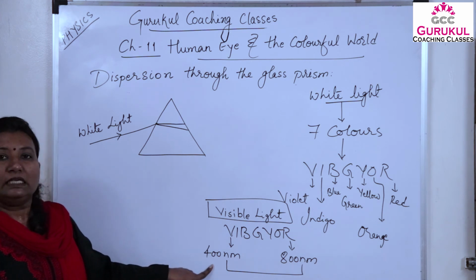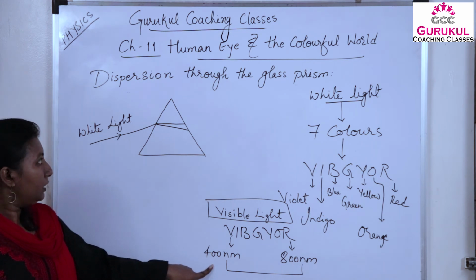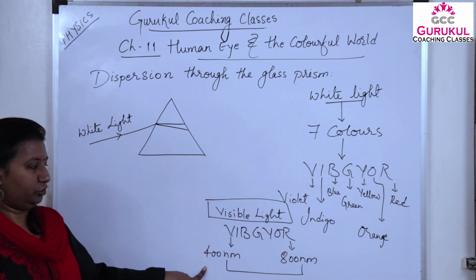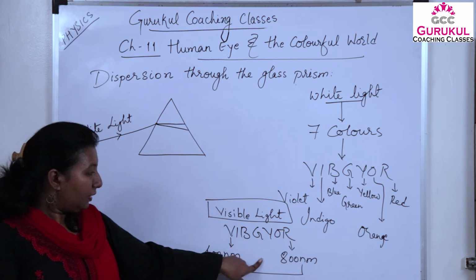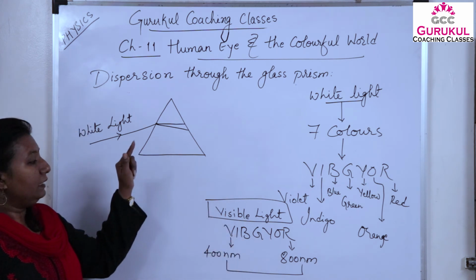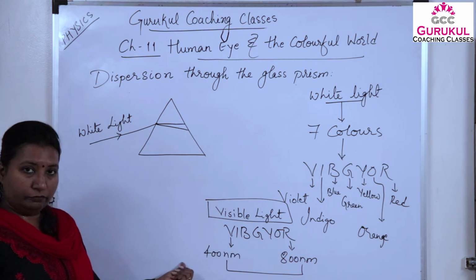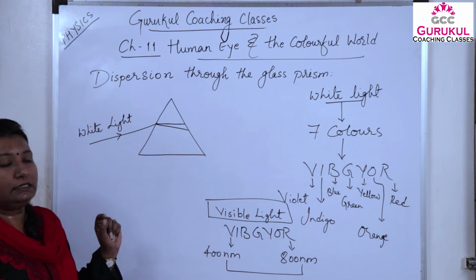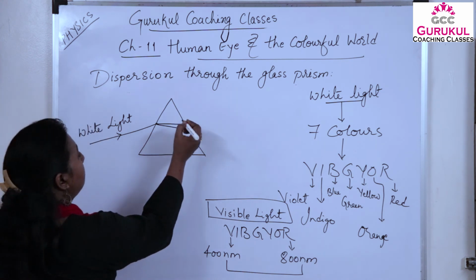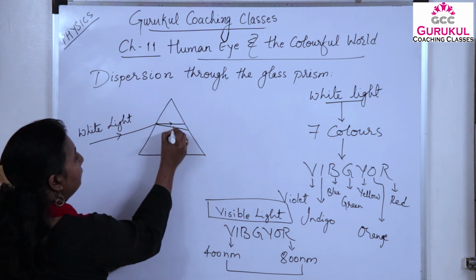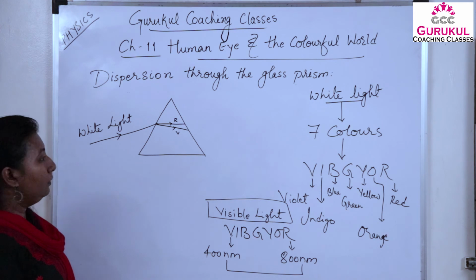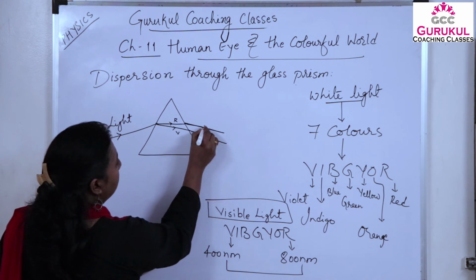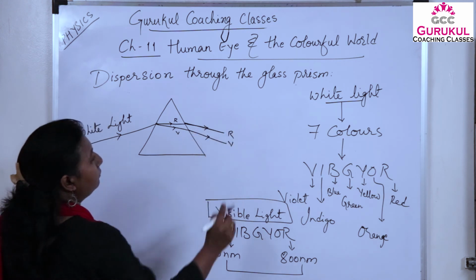Violet color has the least wavelength, right? So it will bend more, meaning it will show the highest refraction. Red color has a high velocity, and its wavelength is also greater than violet. So it will show the least deviation, or you can say the least refraction. So this is red color and this is violet color. This is red and this is violet.